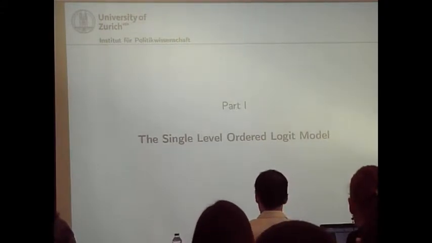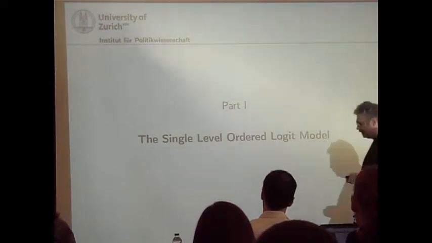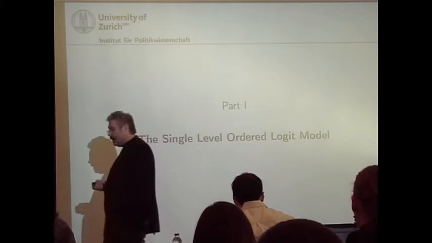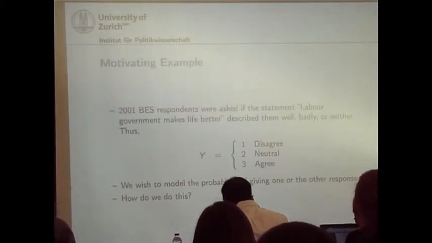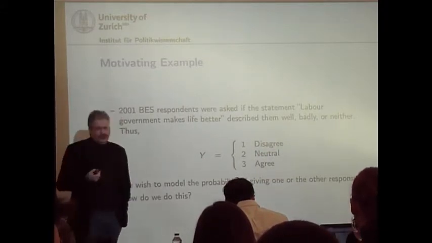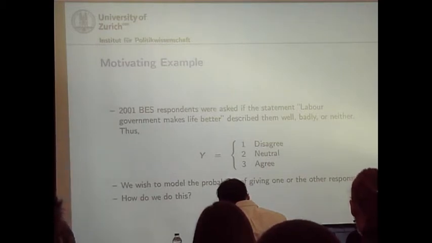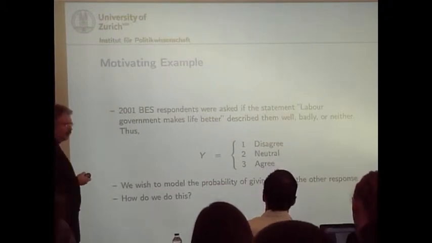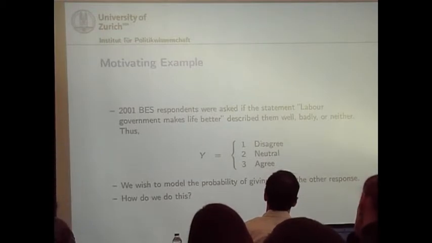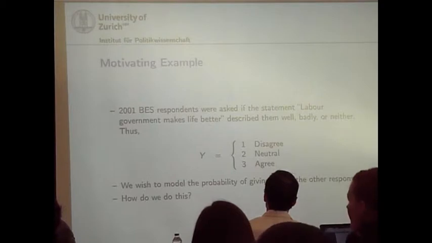So here's a bit of review for some of you and new material for some others. This is the idea of a single-level ordered logit. I'm going to use this example because I thought it was an interesting question. It has to do with a statement that said Labour government makes life better, which was included in the British Election Studies in 2001. And it was a 5-point response scale.